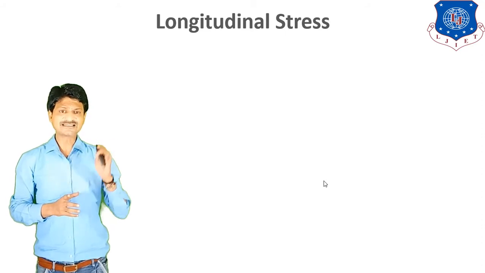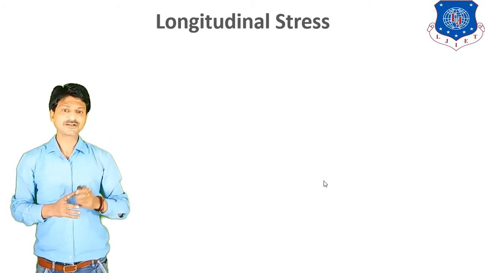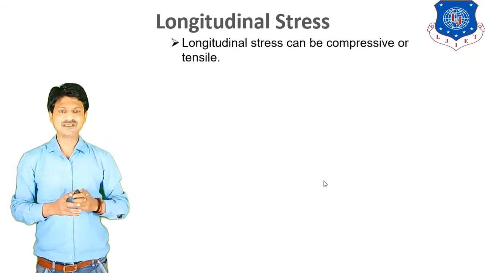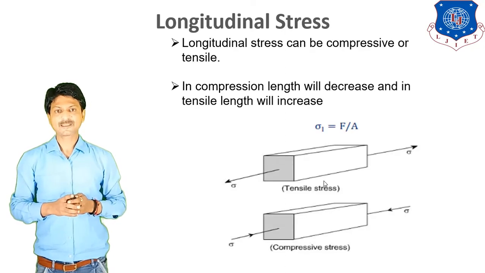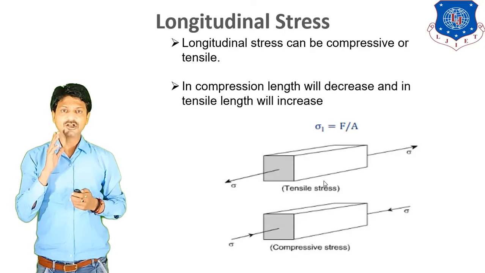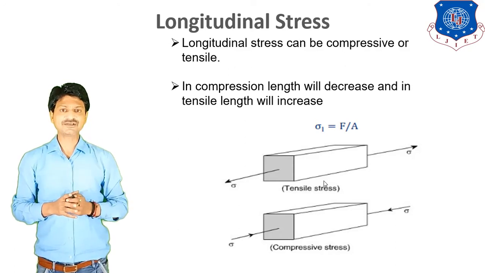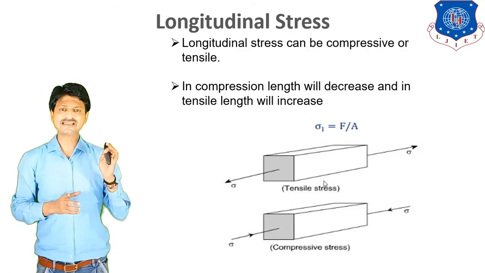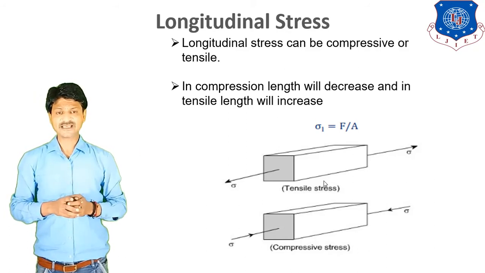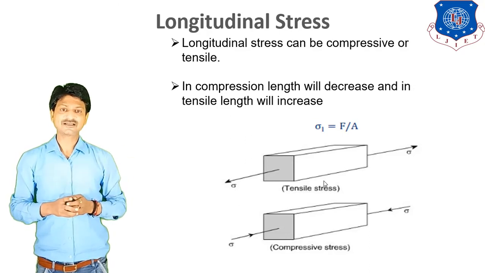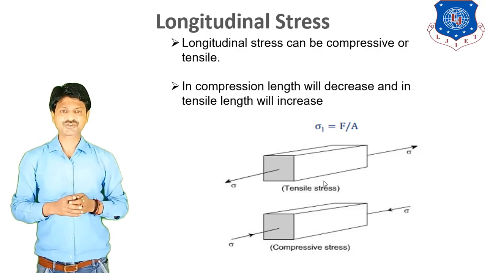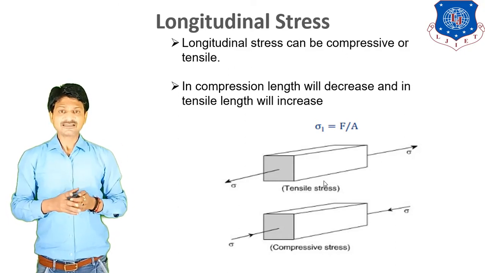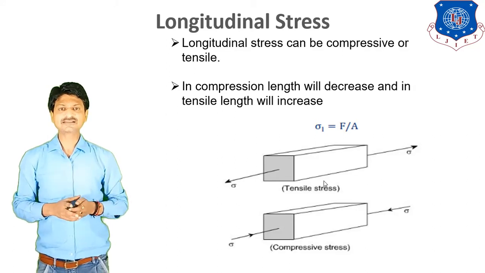So here you can see in the figure, there are two figures. In the first image there is a tensile stress and in the second image there is a compressive stress. So basically we can say that longitudinal stress can be compressive or tensile. As you can see in the figure, in tensile stress, the length of that sample will increase, and in compressive stress, the length of the sample is decreasing. So these are the two types of longitudinal stress.